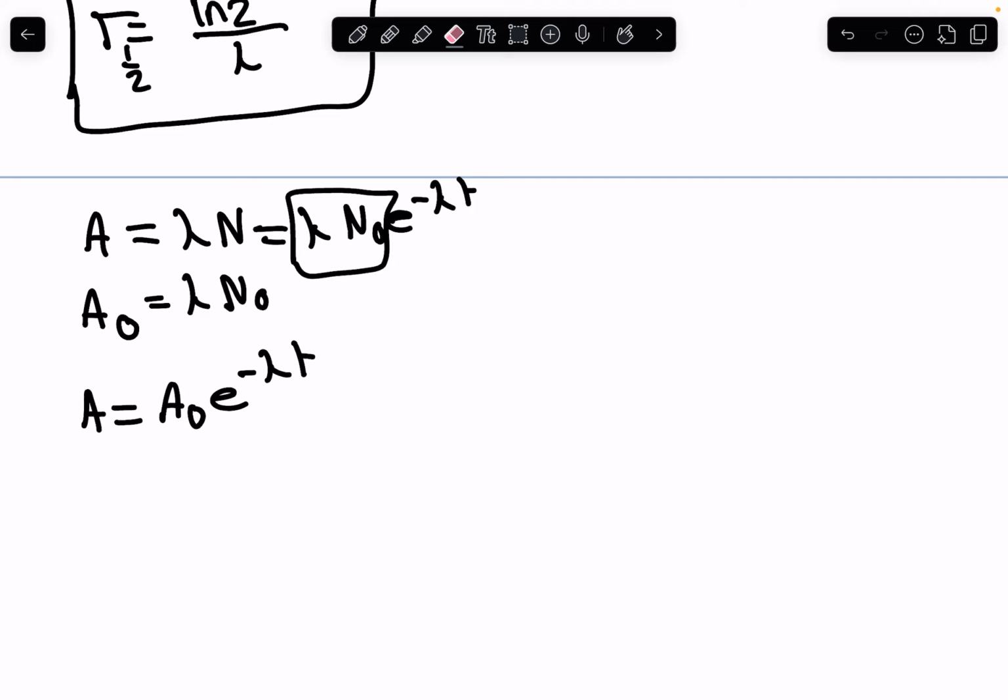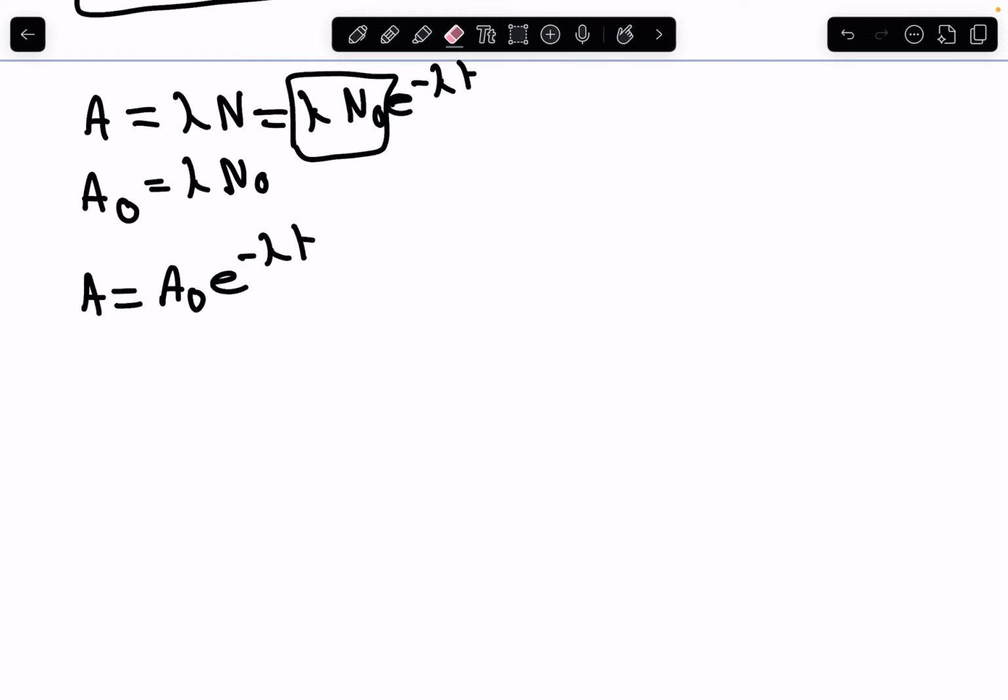A sample of pure iodine decays into xenon with a half-life of 8 days. What is the number of iodine atoms remaining divided by the number of xenon atoms formed after 28 days? So 28 days is 3 half-lives. So let's say the initial number of atoms is N. So it becomes N over 2 to the power of 3, which is simply N over 8, okay?